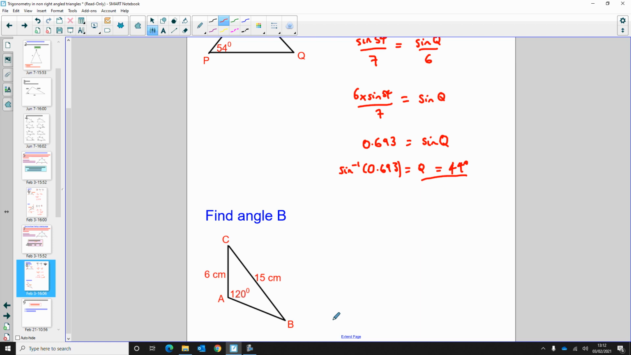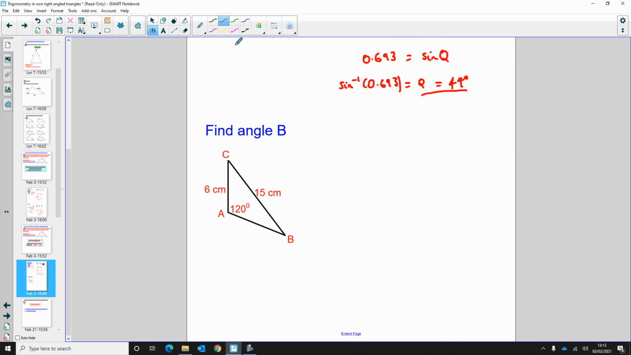So in this one, find angle B. So again, I'm going to write the rule out. So we're back in ABC. So we've got sine A over A equals sine B over B equals sine C over C. So A, the angle, is 120. So it's going to be sine 120 divided by 15 equals sine B over B.